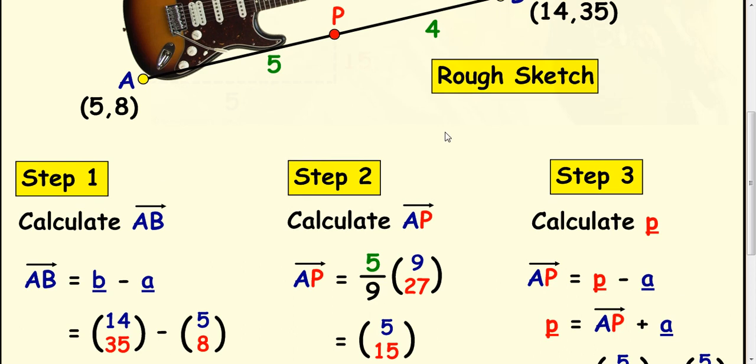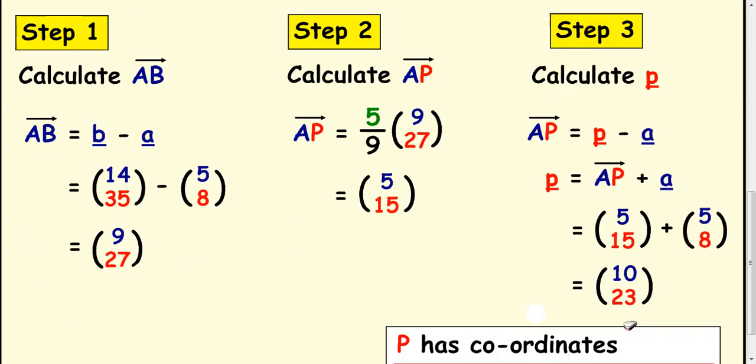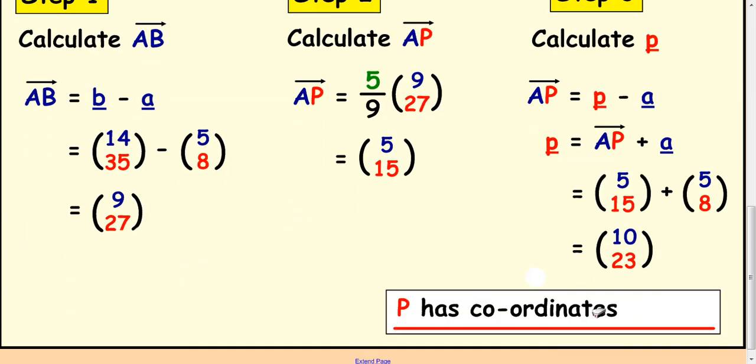So we can say that P is (10, 23), so it's got a coordinate of (10, 23). Make sure you write it like this. If you don't, you lose a mark because it asks for the coordinates, not the vector.